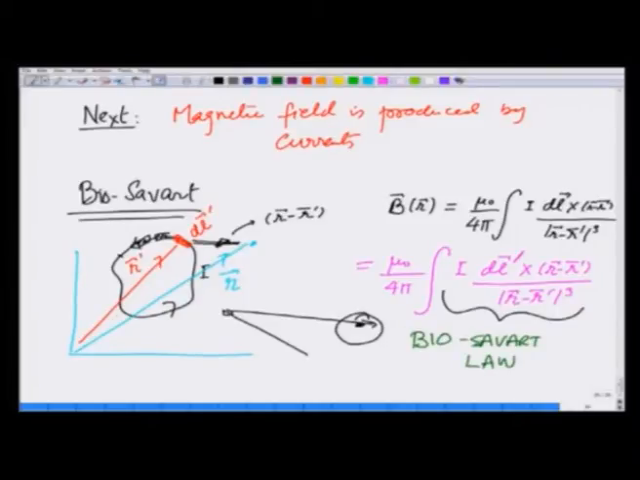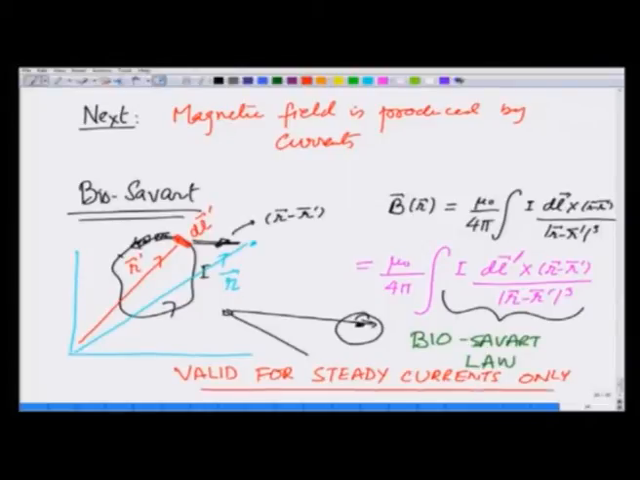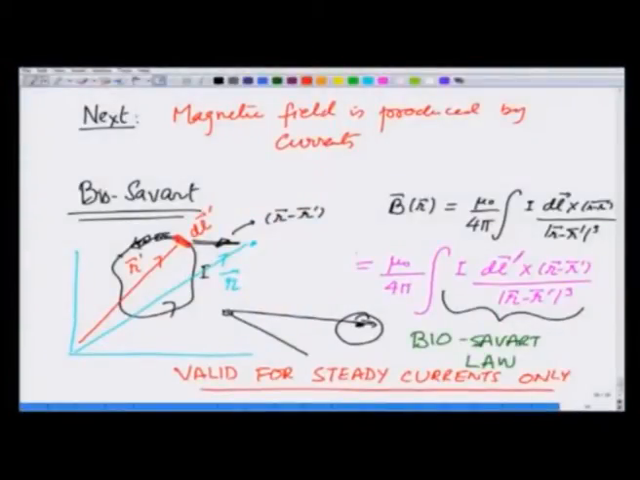One thing I must point out here is that this law is valid for steady currents only. By steady, I mean the current is not changing with time. If current changes with time, new terms come in, which we will see later. For the time being, for a steady state current, you find that the magnetic field is given by this formula.